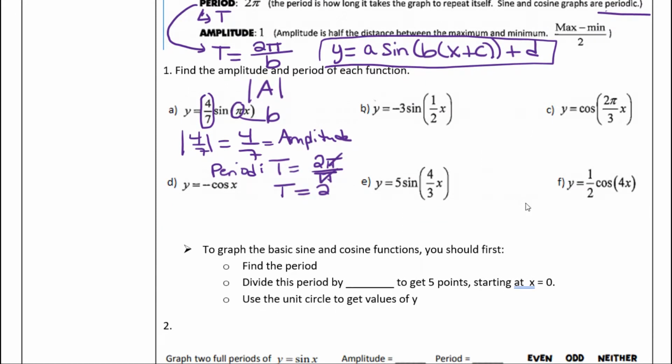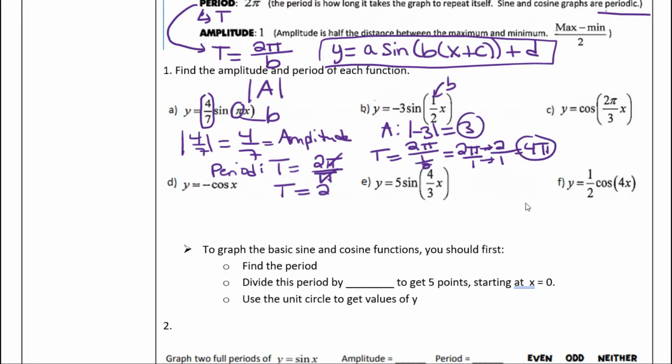Now amplitude here is pretty straightforward. It's the absolute value of -3, which is just 3. The period T is 2 pi divided by 1/2, because that's our b right here. When you divide by a fraction, remember to flip the fraction. So flip the 1/2 to 2/1, and then this is just over 1. You can multiply straight across, so it's just 4 pi over 1, or 4 pi.